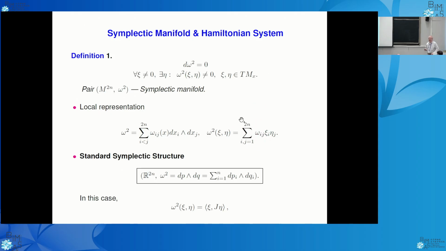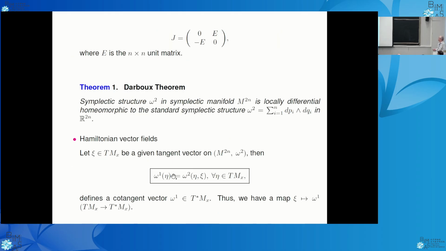The standard symplectic structure: suppose that R^{2N} has coordinates p and q. This is a standard symplectic structure. In this case, you can write it as the differential two-form, the closed two-form, in the inner product way. J is an antisymmetric matrix, and capital E stands for the unit matrix. So this is a little recall regarding the symplectic manifold.